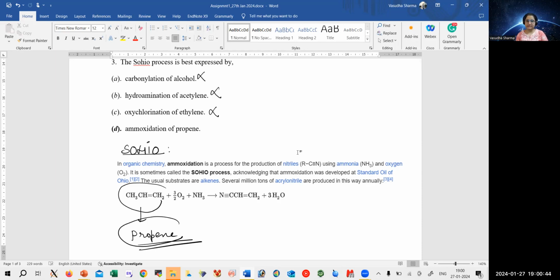So if you know it, you can easily take it. In presence of ammonia, it actually goes under oxidation in presence of oxygen. So it will form N triple bond C, CH, double bond CH2, with release of H2O.